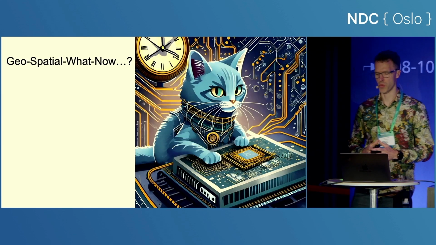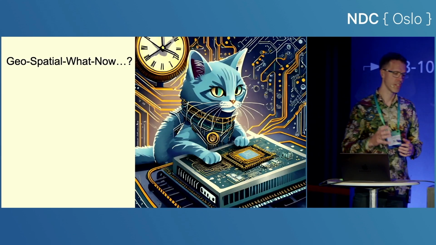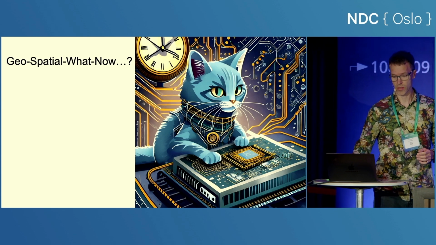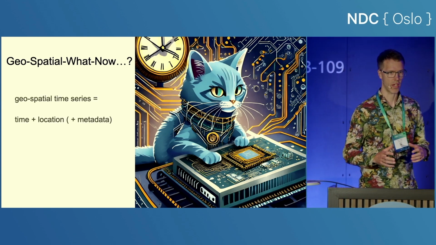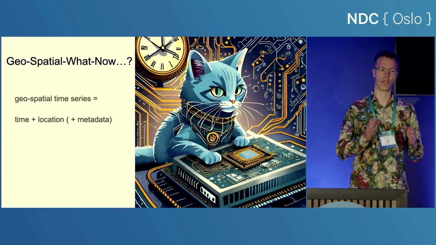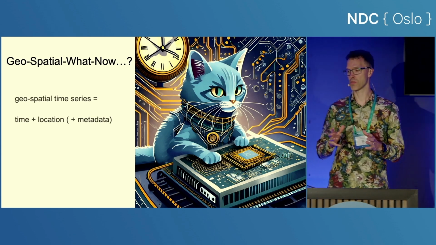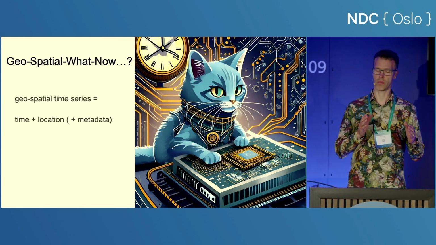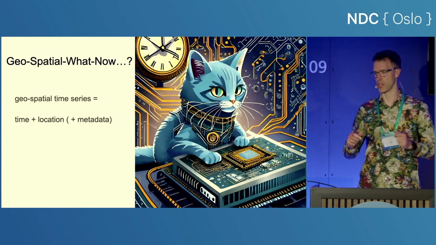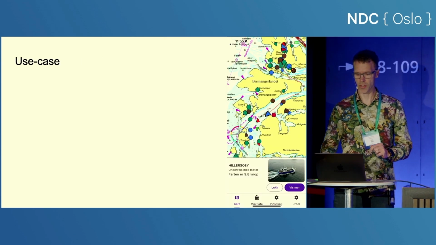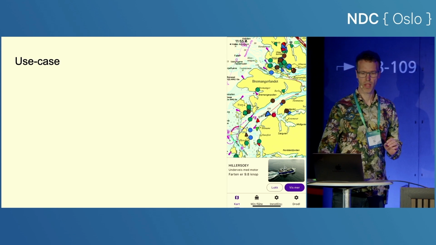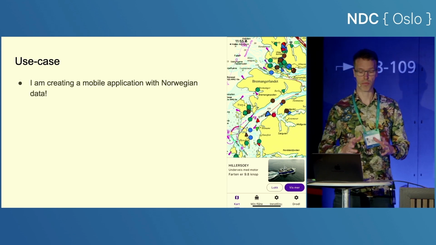So geospatial, what now? Geospatial time series is just a regular time series. A time series is a data point observed in time. So a geospatial time series is time, location, and some metadata. That's the fancy word.